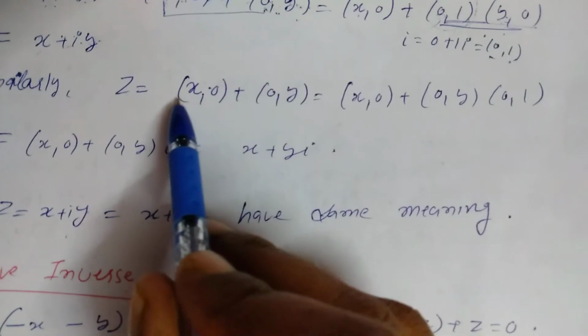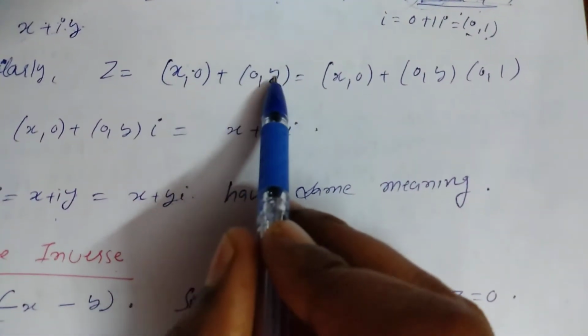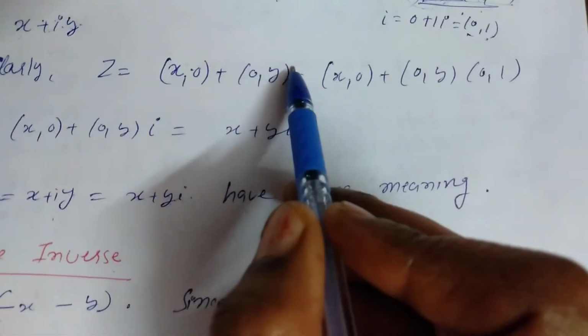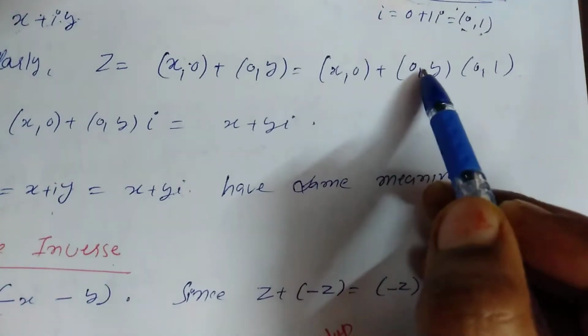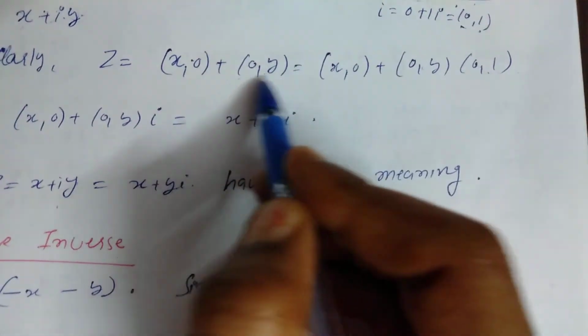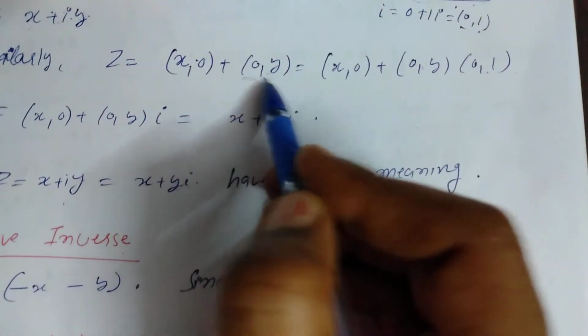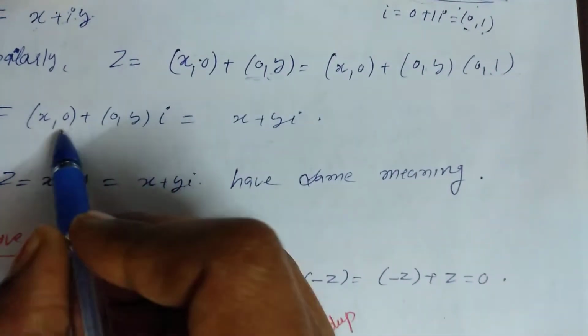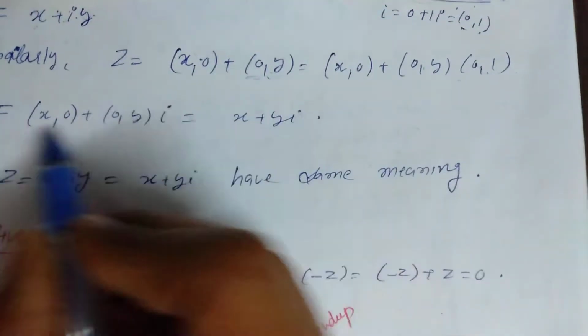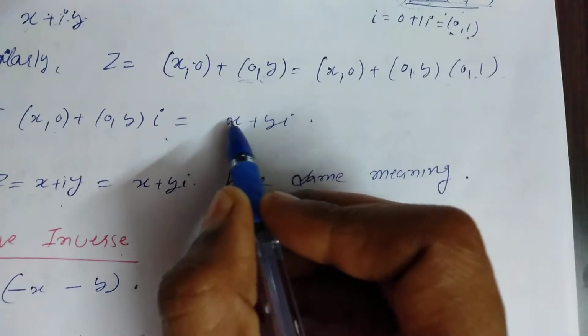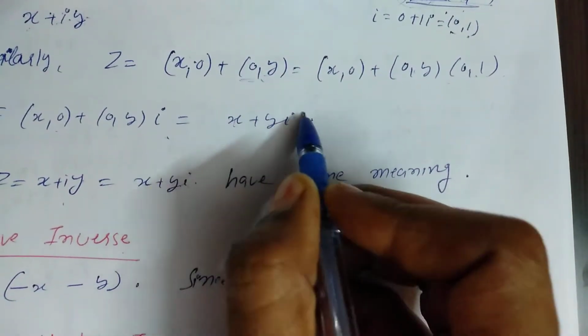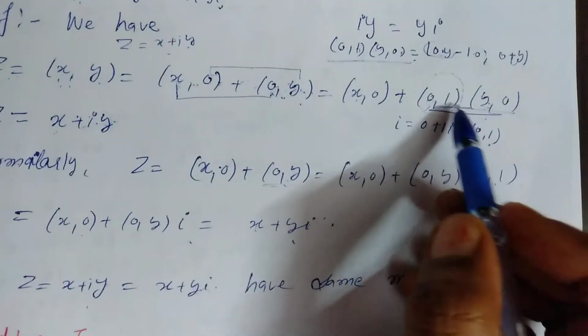And rewriting this, that z is (x, 0) and (0, y). Now we are writing 1 at the other place. Again the multiplication gives us (0, y). So this number can be written as x, this is (0, y) and this is iota. Adding up these numbers we will get that x plus y iota. How are we adding this?